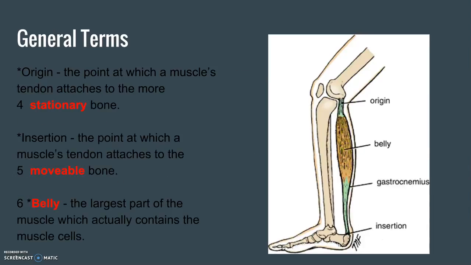Some general terms you need to know before we begin. The origin is the point at which a muscle's tendon attaches to the more stationary bone. You can look at the picture on the right. The insertion is the point at which a muscle's tendon attaches to the movable bone. And the belly. The belly is the largest part of the muscle, which actually contains all the muscle cells.